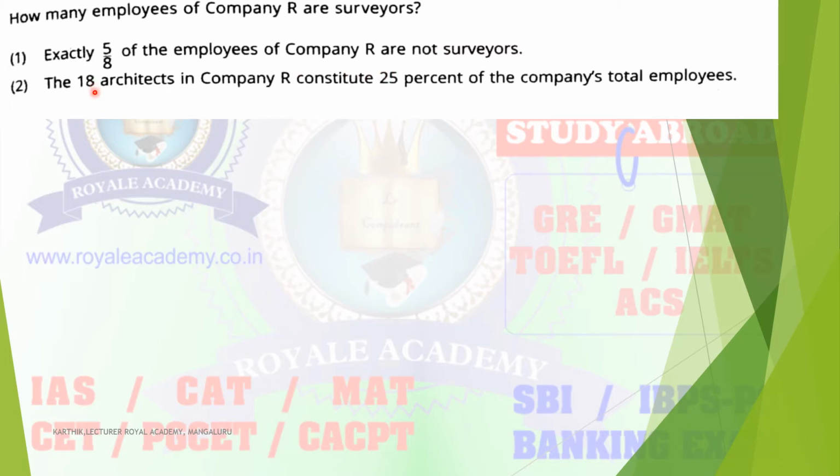Second statement: the 18 architects in the company constitute 25% of the company's total employees. So 18 members, that is the architects, are nothing but 25% of the company's total employees. But the total number of employees is not mentioned here either.